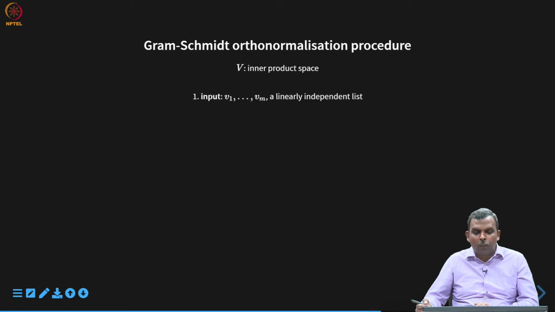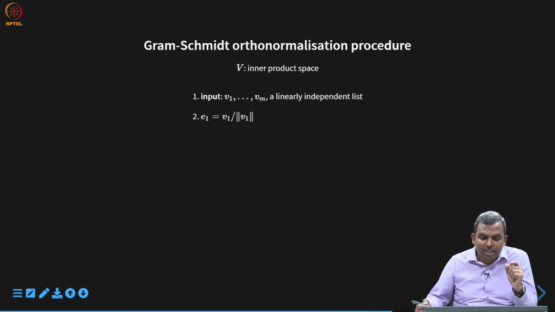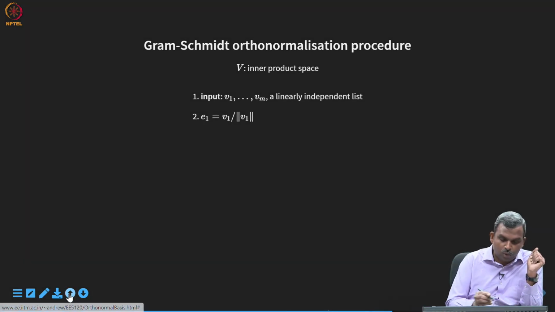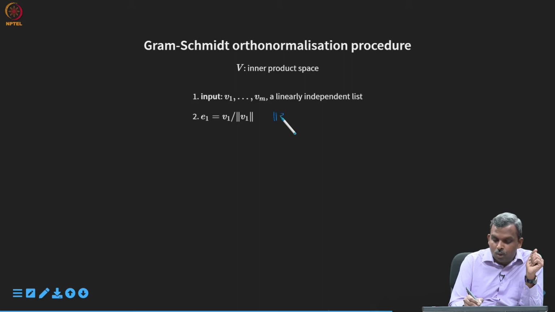Okay, so how does that go? The input, like I said, is a set of linearly independent vectors in your inner product space. The first thing you do is take the first vector and normalize it. This process of dividing a vector by its norm is called normalizing. So what happens after normalizing? The norm of E1 will simply become 1, is it not? So that is a nice thing to do. So you normalize, and the norm of E1 becomes 1. This is called normalization.